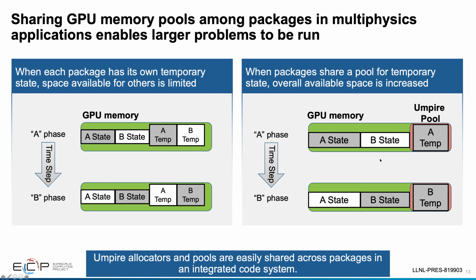So here on the right is an example of using an Umpire memory pool. With the Umpire memory pool, we have the capability to create a generic pool where each state can take turns using the pool, drawing to and from the pool. So for example, in the A phase, the A state is free to use all of the memory. And then when it's done with it, it can return the memory back onto the pool, and then the B state can take over and use the memory.